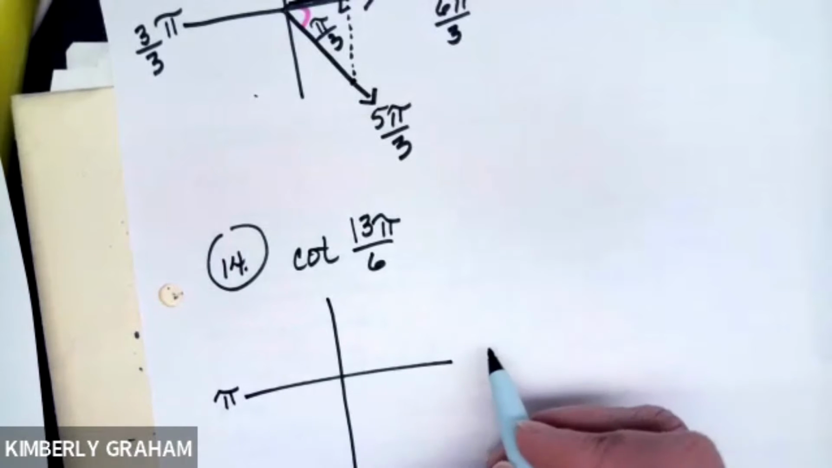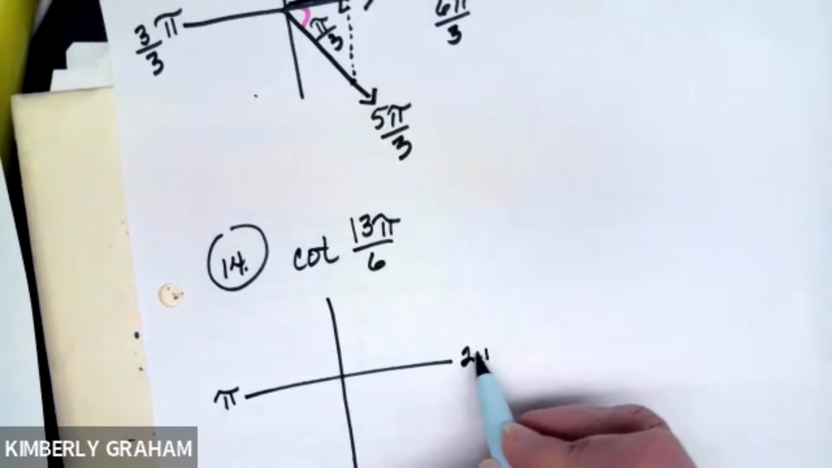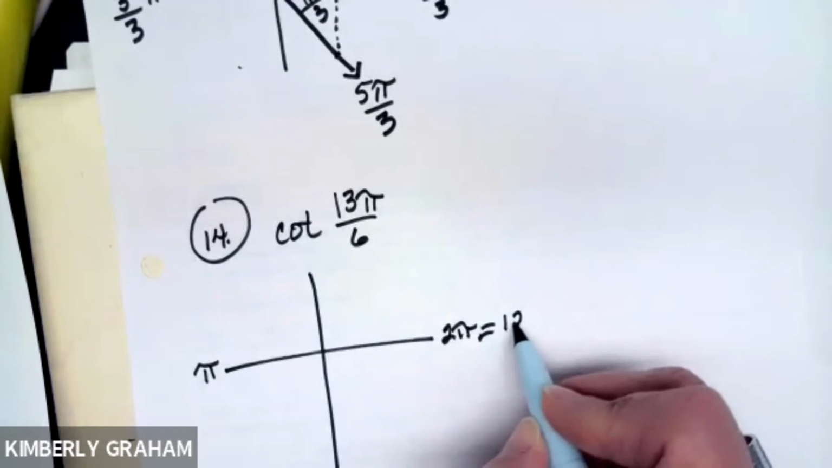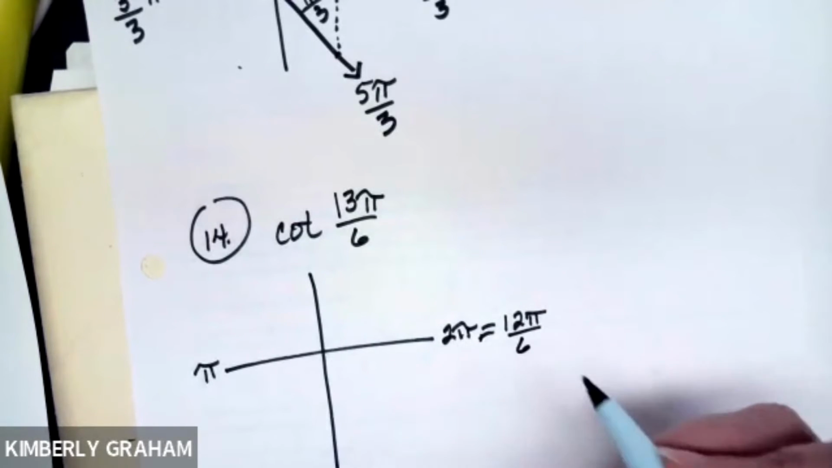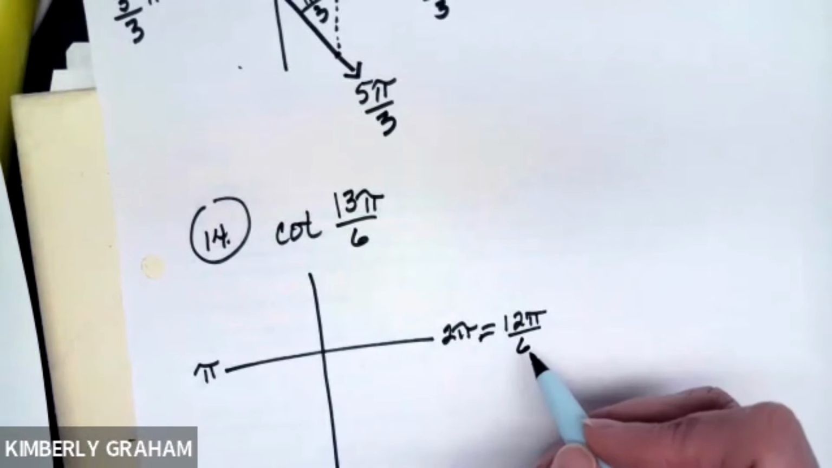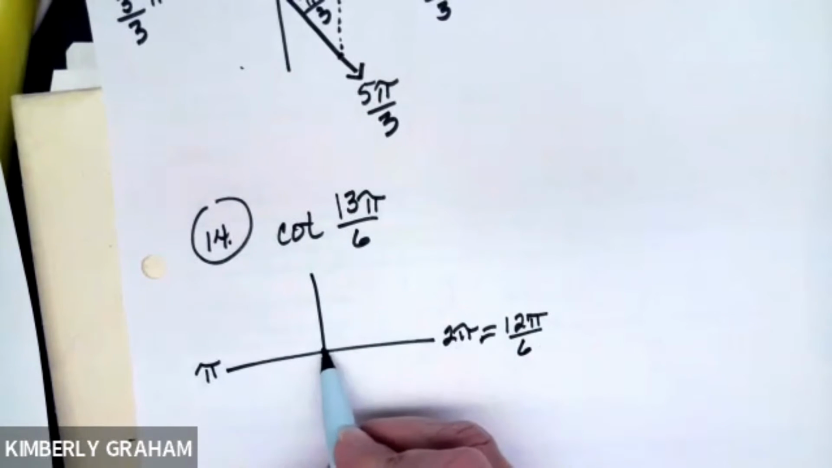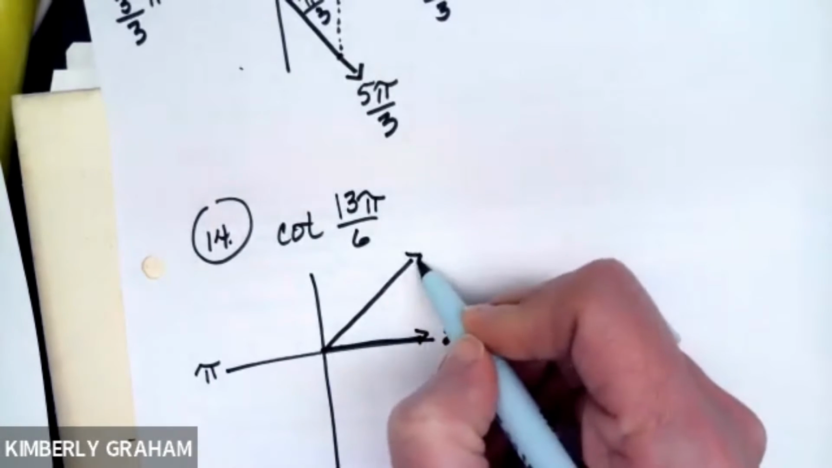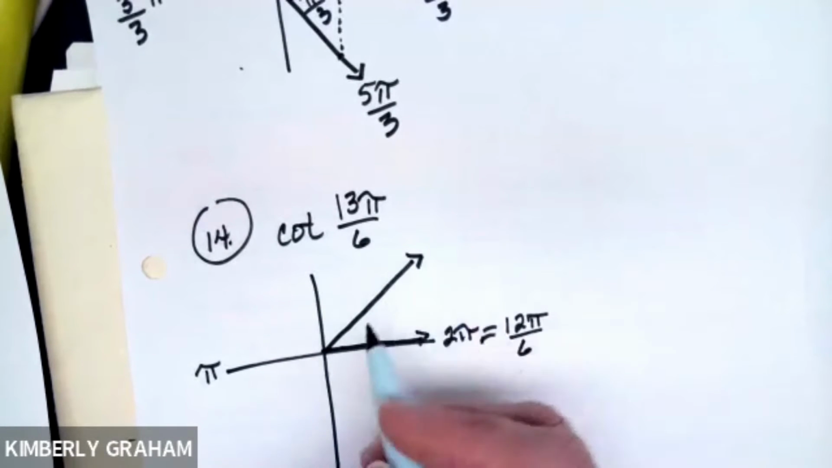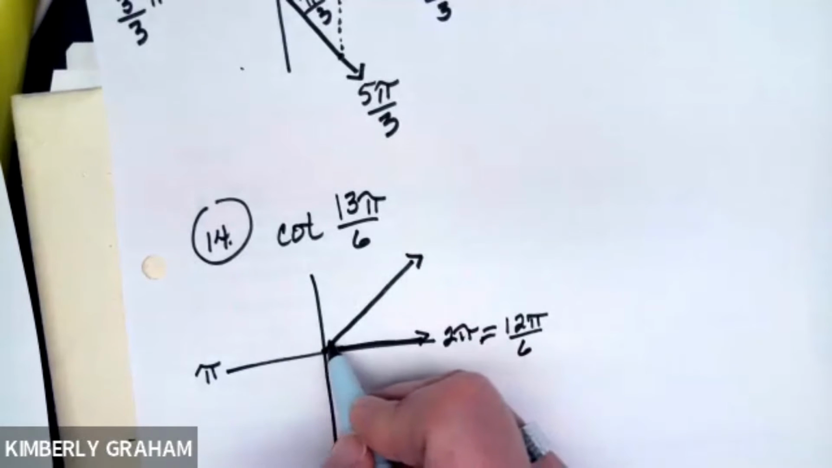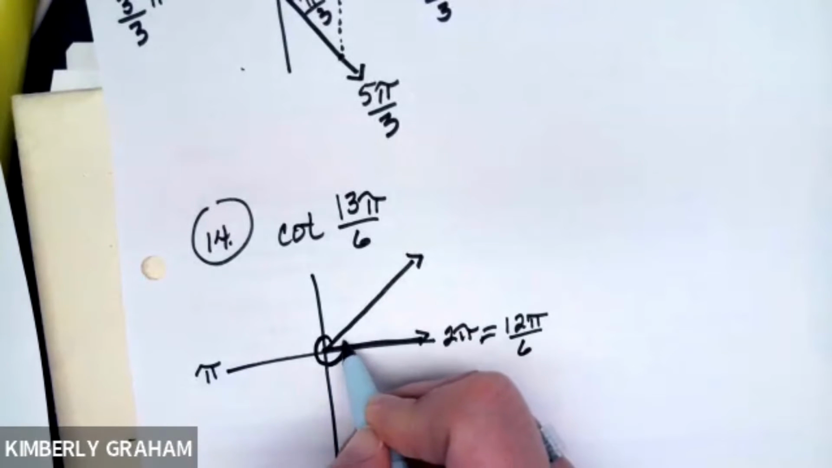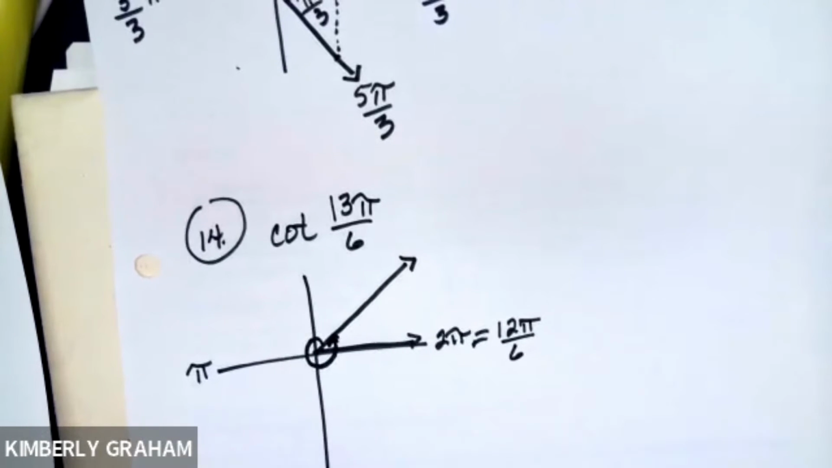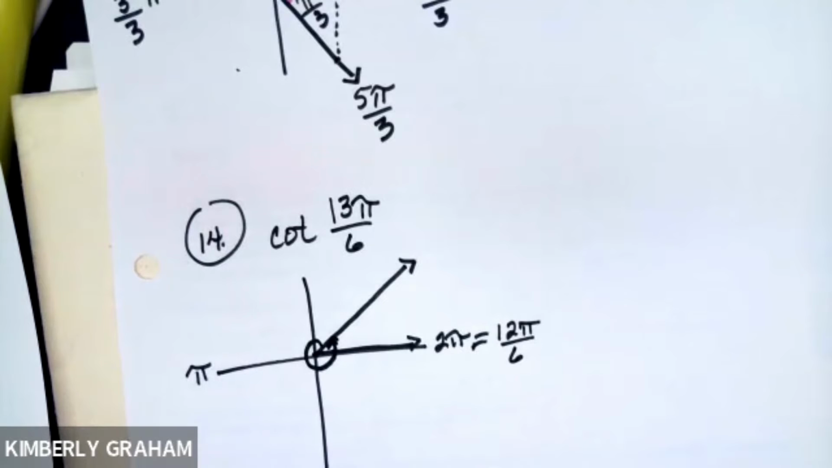This is pi. This is 2 pi, and I know that I can also write that as 12 pi over 6. So 12 divided by 6 is 2. So 13 pi over 6 is actually going to be up here in quadrant 1. It's all the way around and then some more. So that was my first step to sketch the angle.